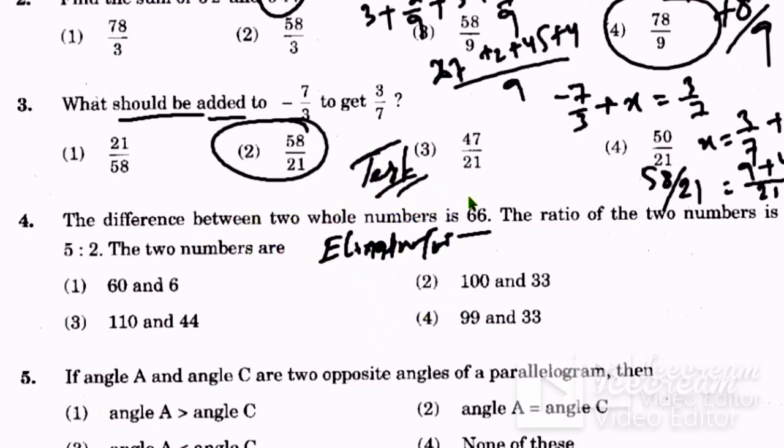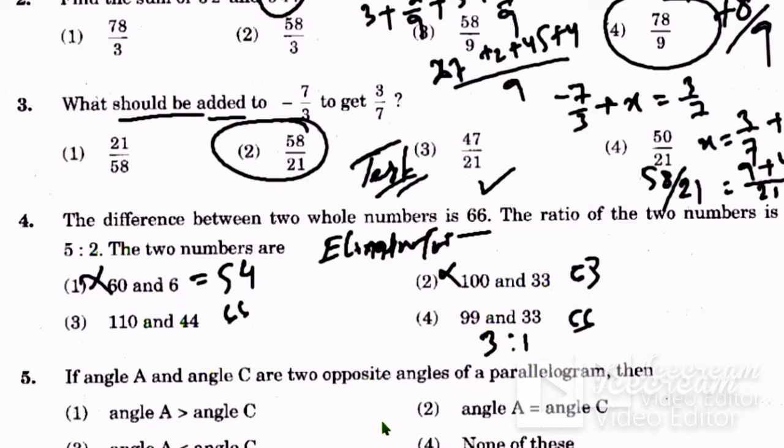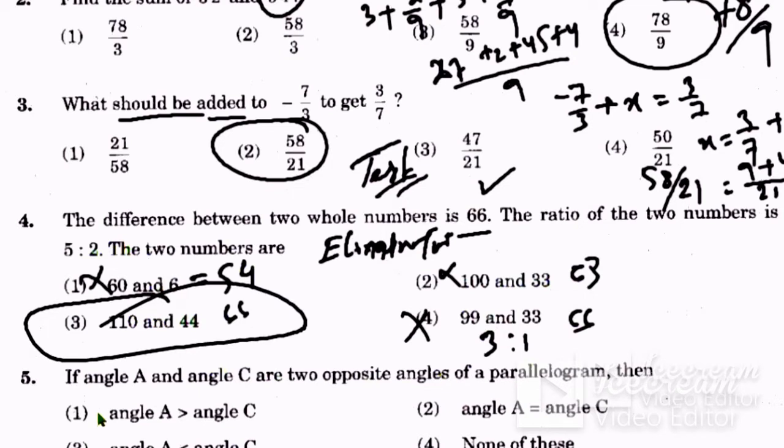So the difference is 66. Here you can find the difference is 54, so this is eliminated. 100 minus 37 is 63, so this is also eliminated. Here the difference is 66, and here the difference is 66. But you can check the ratio 5:2. Here the ratio is 33, 3 is 99, 3:1, so this is wrong. So now you can say the third one is the correct answer. This was the short trick that merit students use in the test.